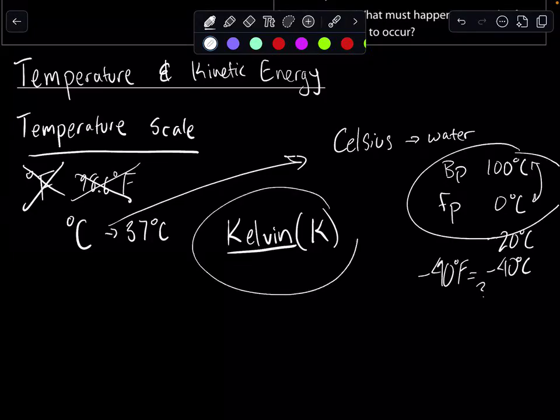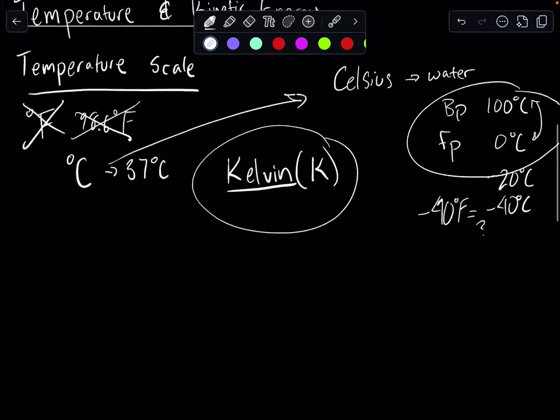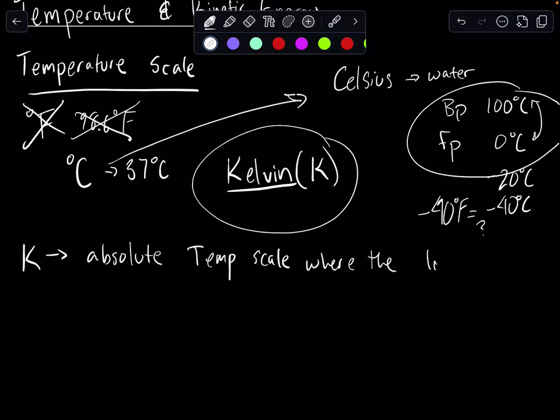But where does Kelvin come from? Kelvin's a bit more interesting. Kelvin is actually based on the absolute temperature scale, where the lowest value is 0 Kelvin. Now, we call this term absolute zero.